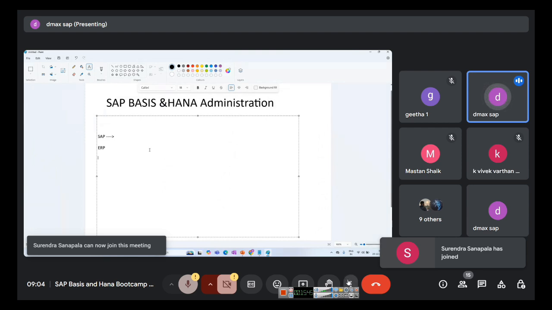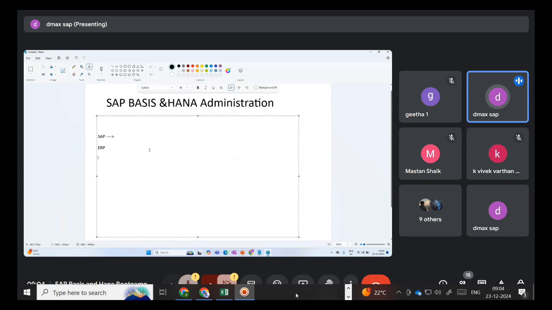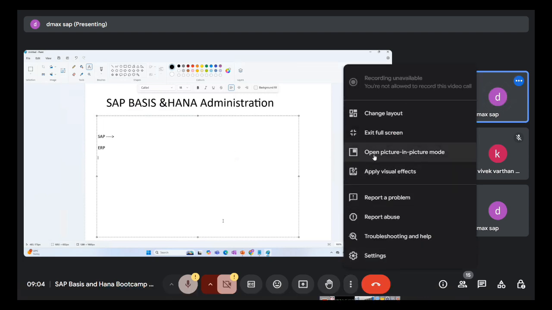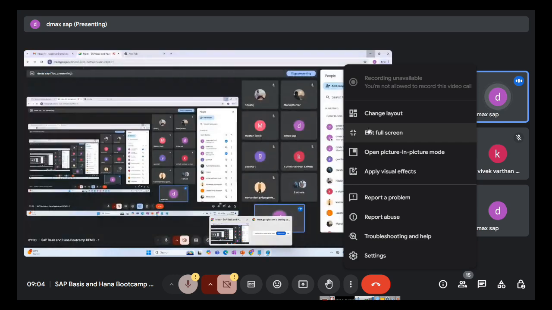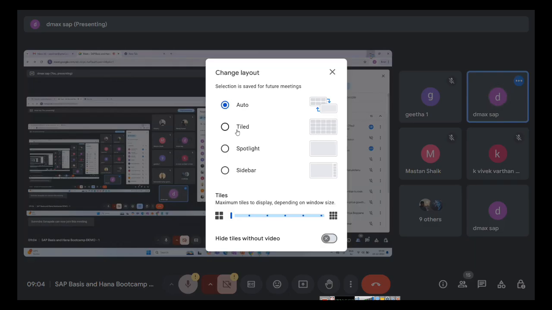Then, if SAP is in demand, obviously all the other modules will be in demand, so that we will get some job opportunities in Basis and HANA administration. So let's start with that. First, start with learning ERP and so on.